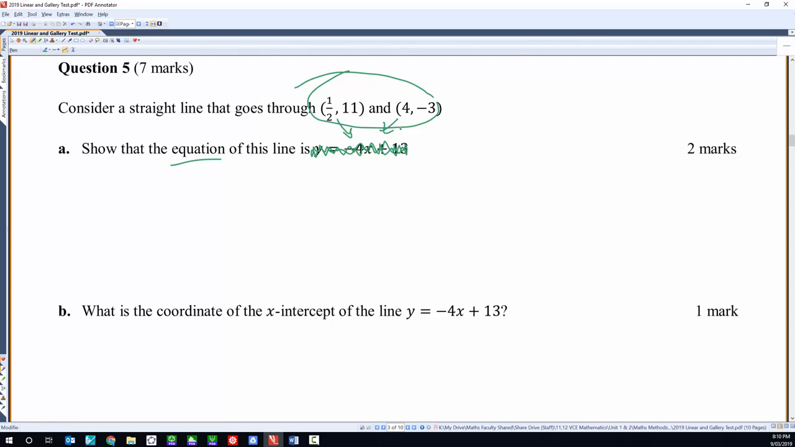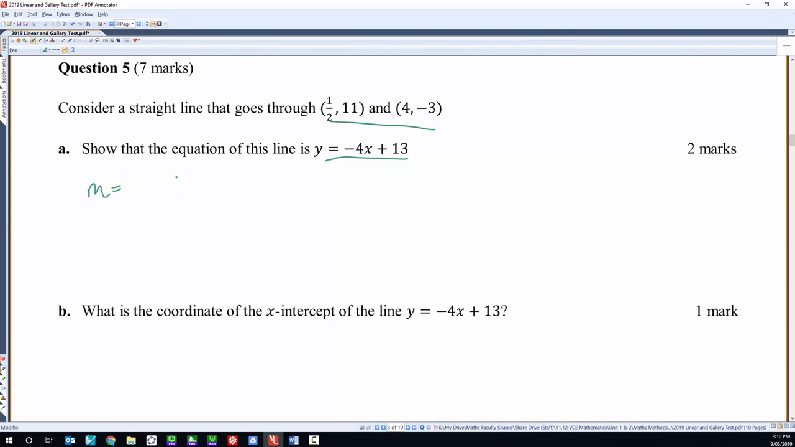Now it's really important to know why they gave us that, and that's going to be used somewhere in a future question. So often show that questions are there because even if you make a mistake here, you can still enter into some of the latter questions. So we're going to pretend like they didn't give us that equation there. We're going to use the points to show that this is the equation.